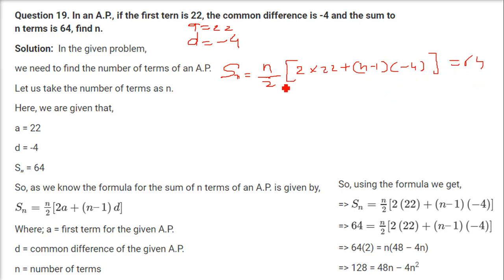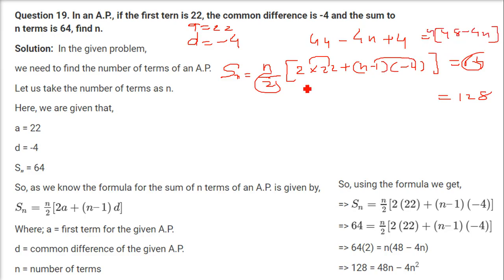There will be a quadratic equation. So let us take 2 here. 2 into 64 is 128. So it will be 128, and this will be 44 minus 4n and plus 4. 44 plus 4 is 48. 48 minus 4n, and we have n also here. This will be equal to 48n minus 4n square.